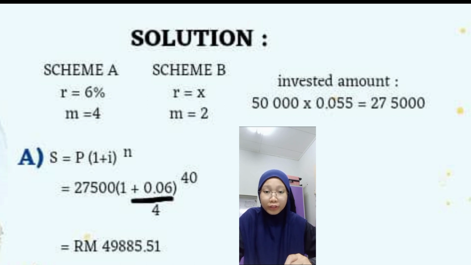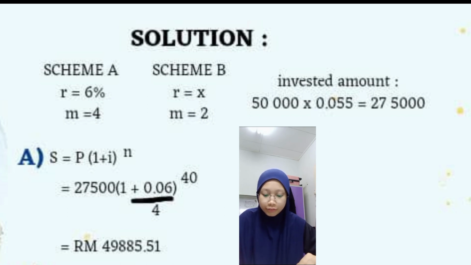So to get Scheme A, we use the formula S equals P bracket 1 plus K per M bracket to the power of MT. We do not use the 50,000 for P, we use the new P, which is the invested amount. You multiply 50,000 by 0.55, and we get 27,500. So you use 27,500 for P, and fill in the formula: 27,500 bracket 1 plus 0.06 divided by 4 bracket to the power of 40. We get 40 because it is after 10 years, multiplied by 4.